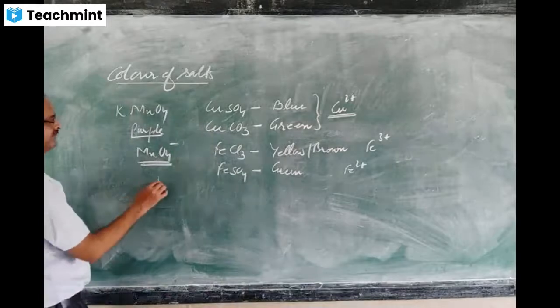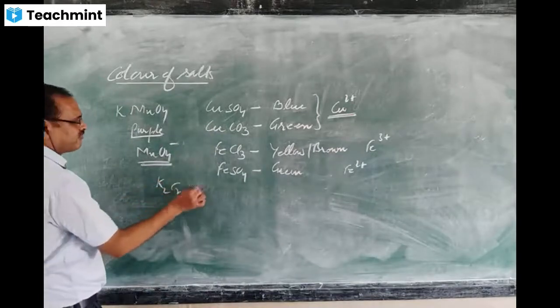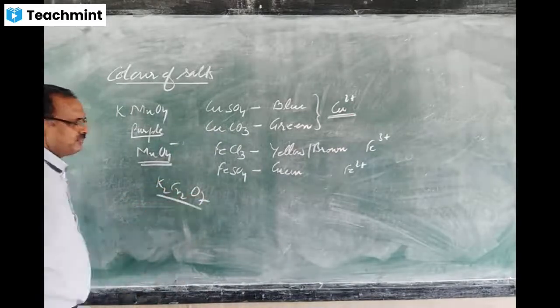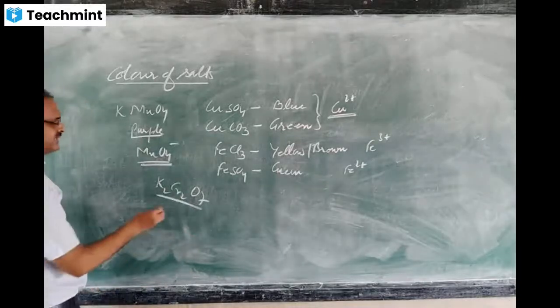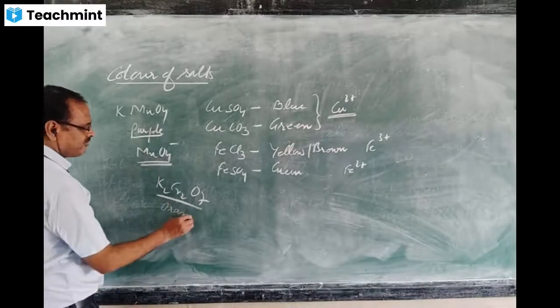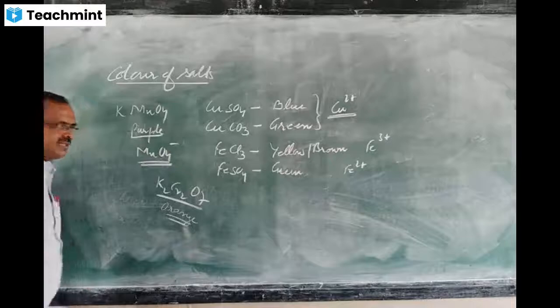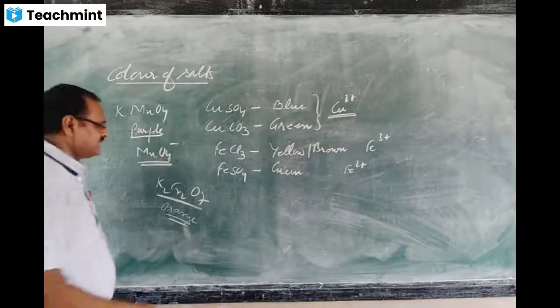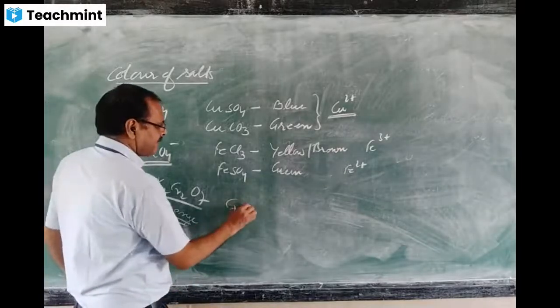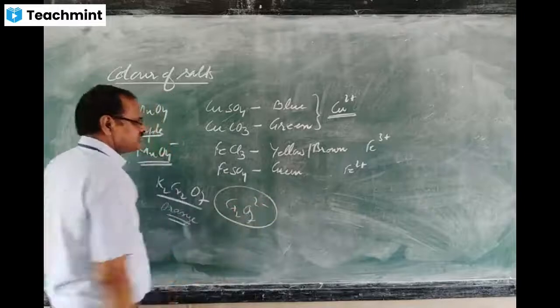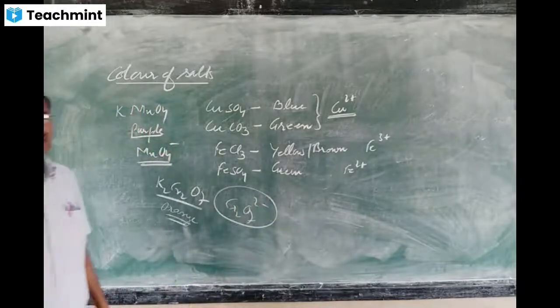Then potassium dichromate. Potassium dichromate, orange color is there. This orange color is there because of this dichromate ion. So because of this you are getting the orange color.